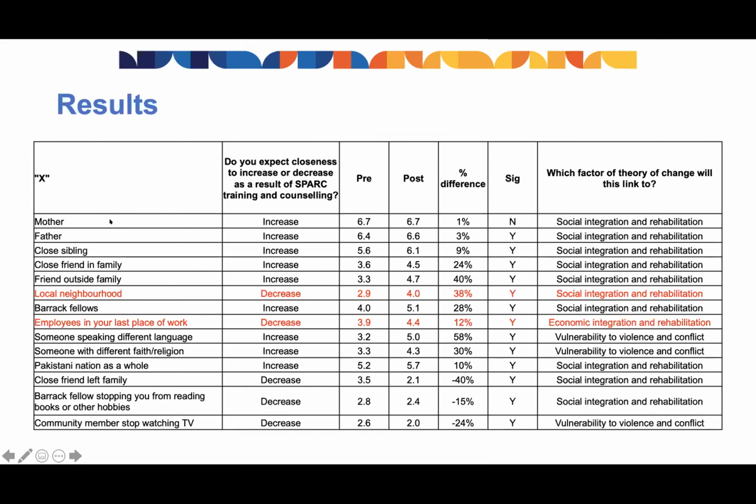So we asked this for a lot of different groups: mother, father, close sibling, local neighborhood, barrack fellows, someone speaking a different language, someone with a different faith, the Pakistani nation as a whole, etc. And then we already had a hypothesis that as a result of our training and counseling, connectedness with mother would increase, with father would increase, etc. And then we saw what happened.